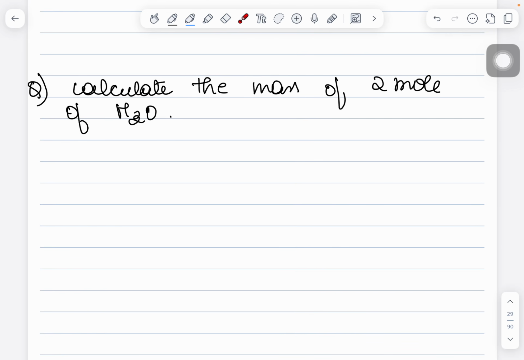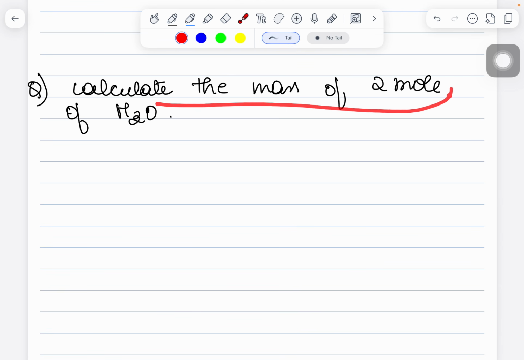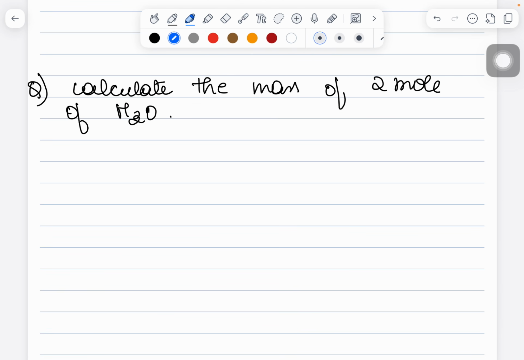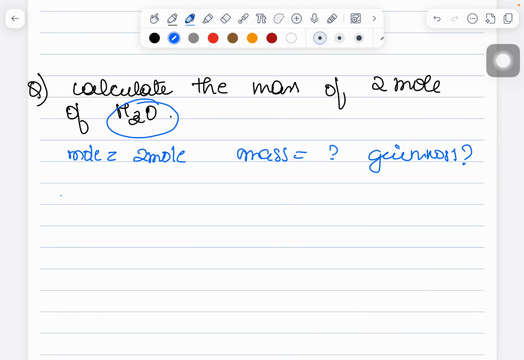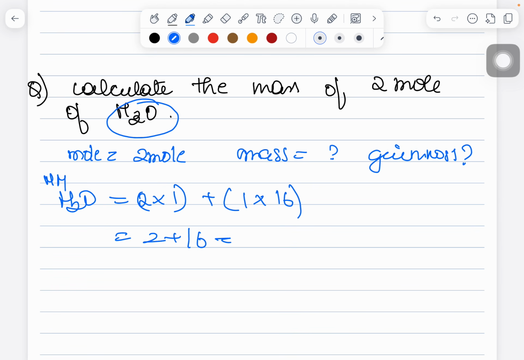Let's see, calculate the mass of 2 moles of H2O. Now 2 moles of H2O, they have specified it as mole. They have provided 2 moles and they are asking mass, in particular the given mass. Just by looking into the chemical formula, will I get the molecular mass? Yes. Molecular mass of H2O is equal to, how many hydrogens we have? 2. Atomic mass of hydrogen 1, plus how many oxygen we have? We have 1. Atomic mass of oxygen is 16. So 2 plus 16 is equal to 18. So the molecular mass of water is 18.